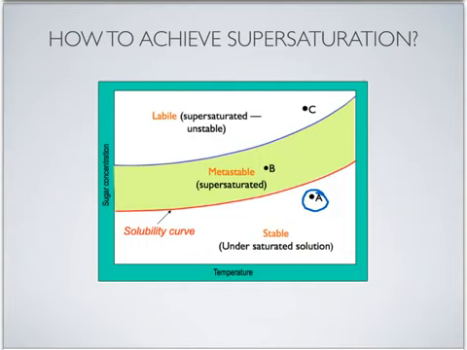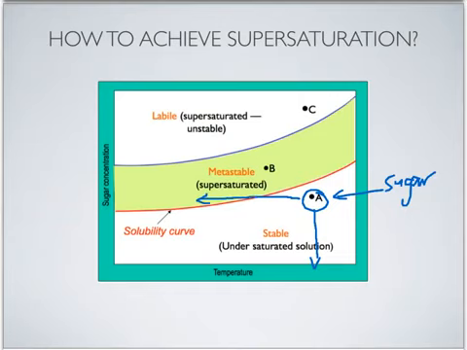In the first method to create supersaturation, we start with a solvent. In this case, let's say we use water as a solvent, and we heat up the solvent to a high temperature. So suppose we are now at this point, quite a high temperature, and then we dissolve the sugar in here. So what we have now is the sugar at high concentration, at high temperature. Then after that we can cool down this sugar solution to a lower temperature.